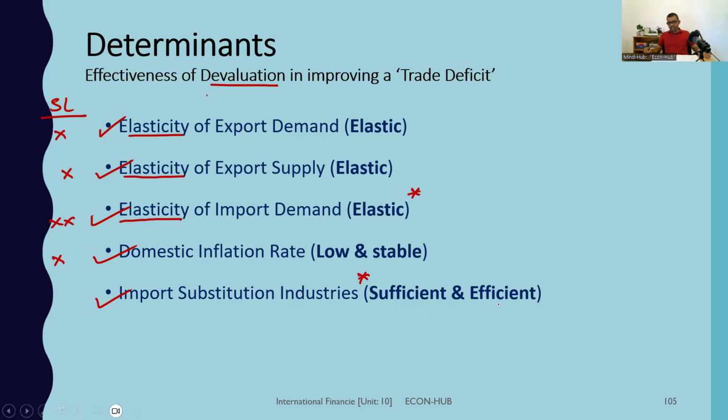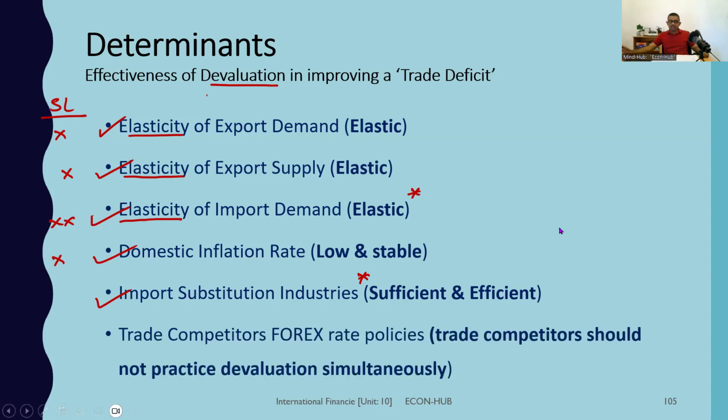More import substitution industries, meaning our imports become elastic. And finally, when Sri Lanka practices a devaluation, if we are to get a competitive advantage through that, other countries who are competing with us should not practice a devaluation. When Sri Lanka devalues its currency by 20%, if India and other countries also devalue at the same time by the same or similar percentages, we are not going to get any advantage.